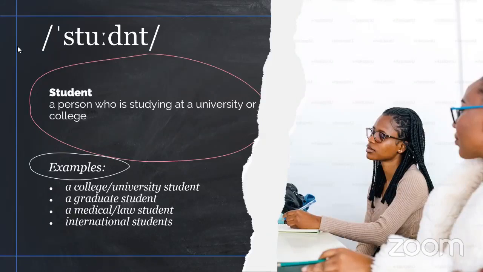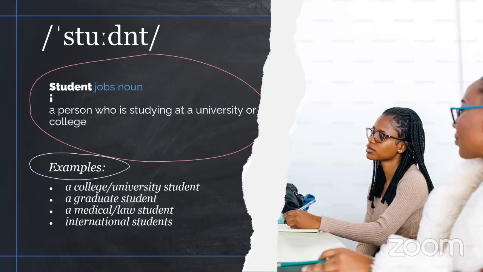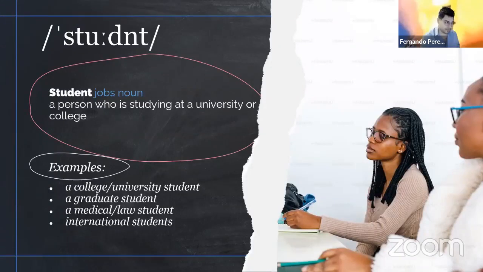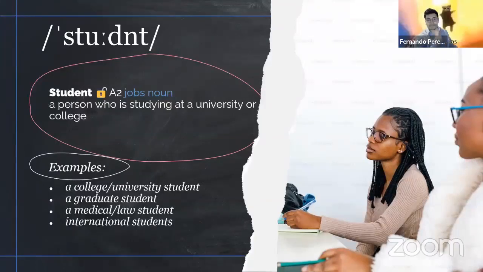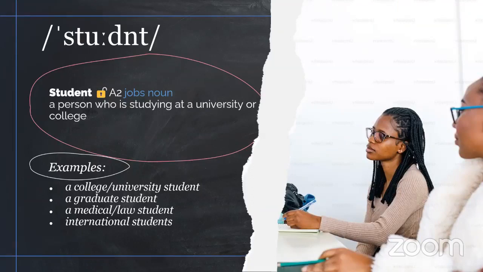Student. Perfect. Everybody, pronunciation. Student. Be careful. I hear people saying "a student," not "a." Eliminate that. Student. Excellent. Okay, Fernando, student. Exactly. It's not Spanish. Tell me, Carlos, what is a student? Student, noun: a person who is studying at a university or college.